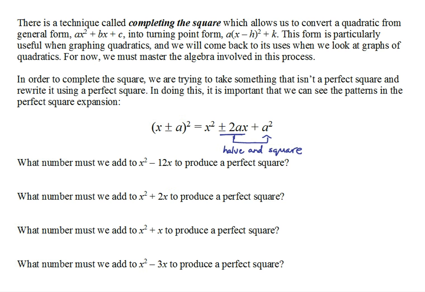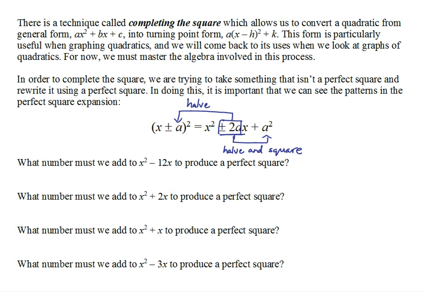The other thing that's important to realise is that when you come to factorising, the term in the bracket will be half of the coefficient of x. So this coefficient of x is key. If we know about that, we can work out what we need to add in and take away to create this perfect square.